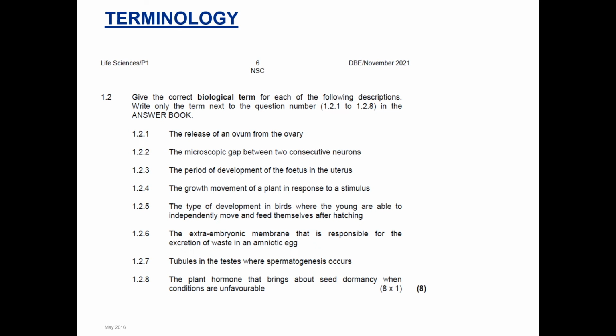The plant hormone that brings about seed dormancy when conditions are unfavorable. Abscisic acid. A tip to remember how to spell abscisic acid: it's like a scissor. So you spell SC. So there must always be SC in your answer. Abscisic acid.